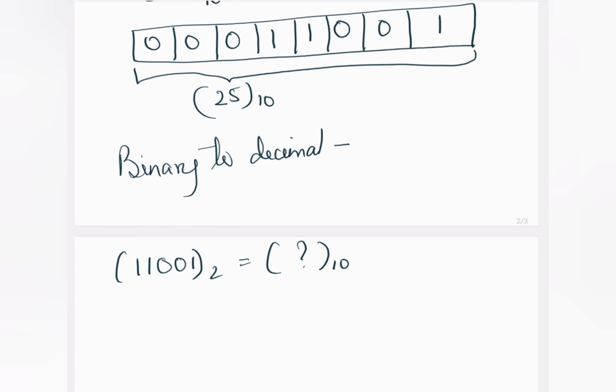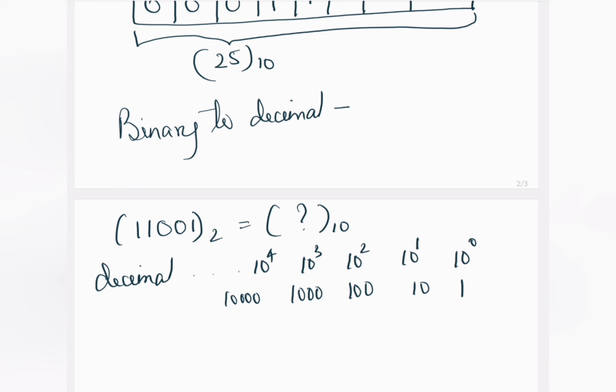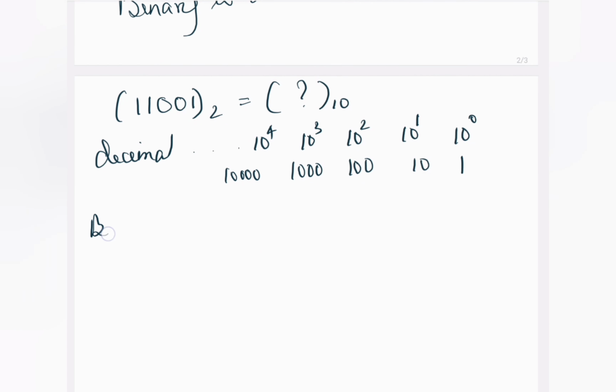So let's see. When you're writing a decimal number, how do you write that? Decimal starts from 10 to the power 0, 10 to the power 1, 2, 3, 4, and so on. The numbers are always written from right to left. This gives us 1, 10, 100, 1000, and 10,000. In the same manner, we have got the binary also. So binary will also start from 2 to the power 0, 1, 2, 3, 4, and so on. And this is 1, 2, 4, 8, 16, and so on.